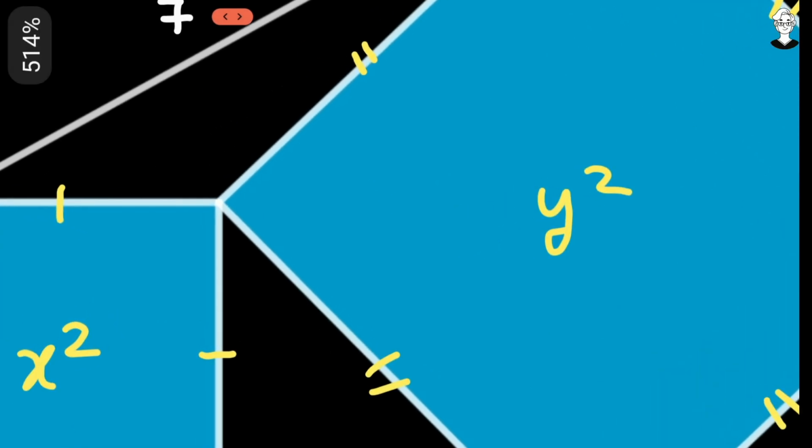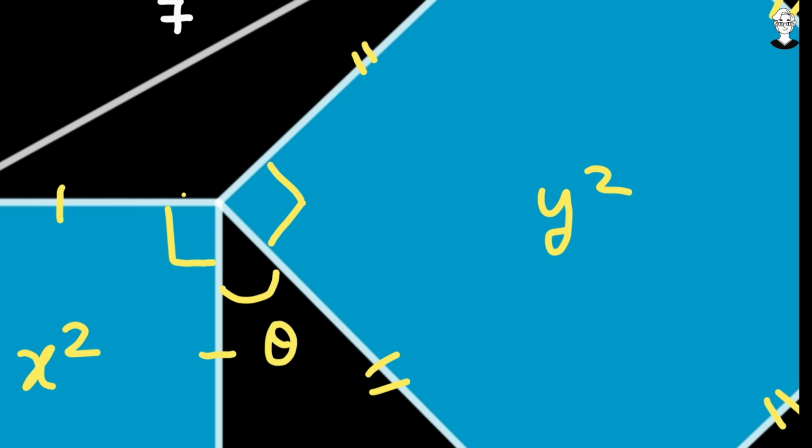So look at this particular point. This is the corner of the square, so 90 degrees. This is also the corner of the square, therefore 90 degrees. Now if I take this particular angle as equals to theta, what can you say about this angle? So as we can see, there is a complete angle over here. Therefore, addition of this and this would be equals to 360.